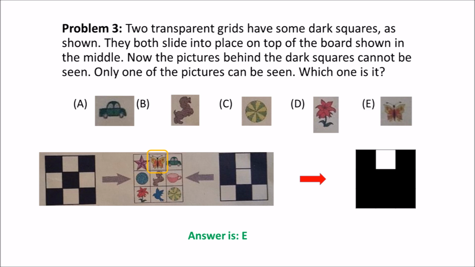Now, if you take a 3 by 3 grid and you mark out all the dark squares, then you will get what is left here on the right-hand side, and you see that underneath that, in the yellow square, is the butterfly. The butterfly is answer E.